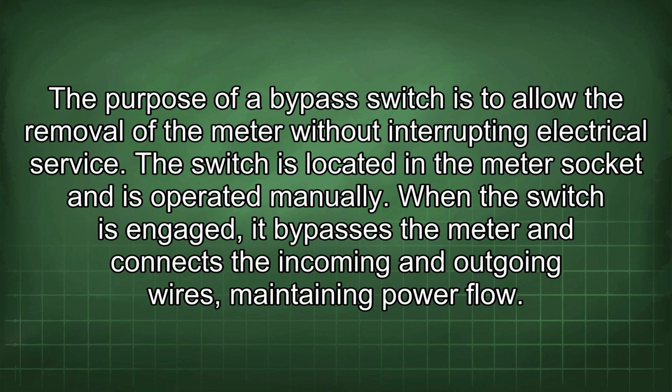The purpose of a bypass switch is to allow the removal of the meter without interrupting electrical service. The switch is located in the meter socket and is operated manually. When the switch is engaged, it bypasses the meter and connects the incoming and outgoing wires, maintaining power flow.